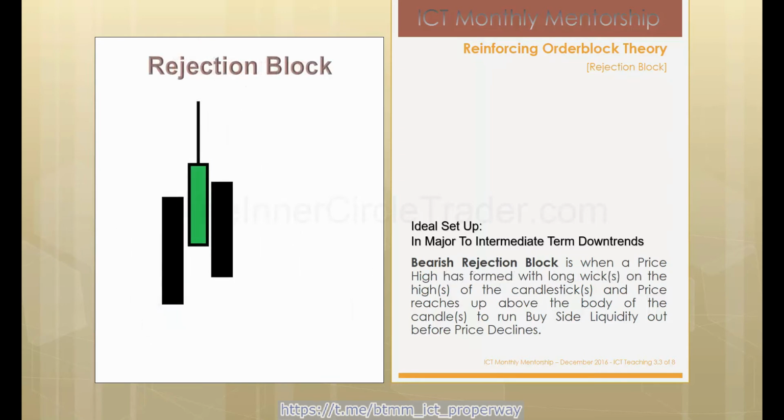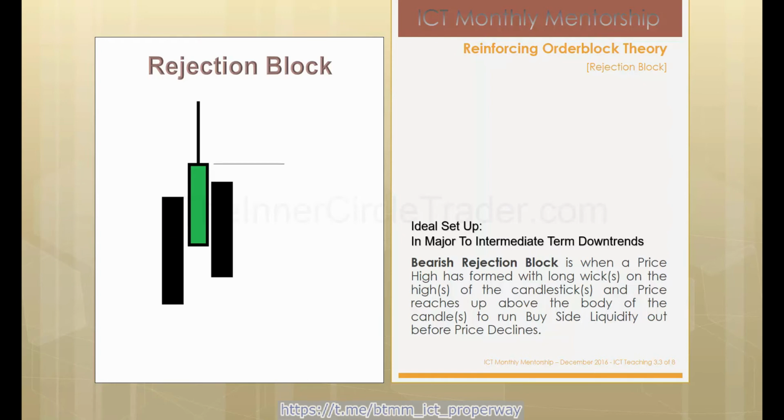So what is it really to see a rejection block, and what does it look like? I have a crude depiction here with a single wicked candle. Now this is going to be better understood when there are multiple candles that form the high and multiple wicks. You're still looking at the highest close or high. You're still looking for the highest open or close inside the swing high that forms. The wicks are just drawing your attention to a potential rejection block.